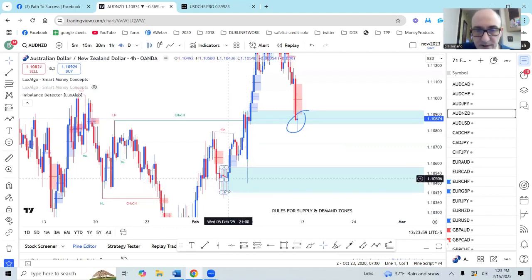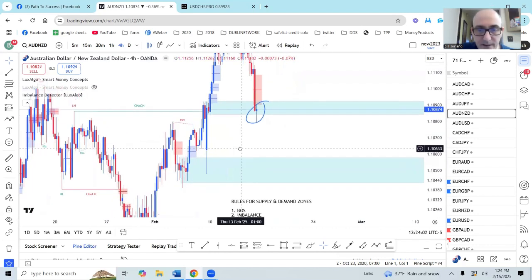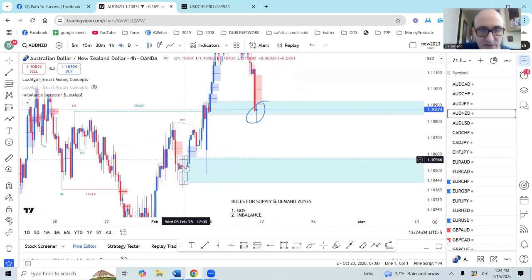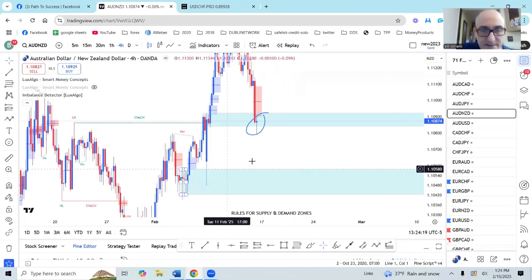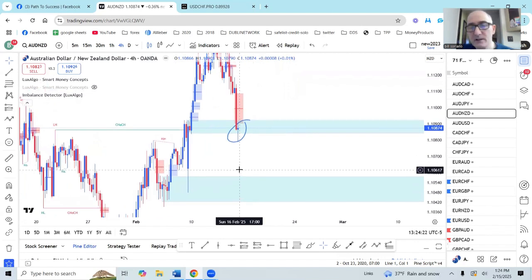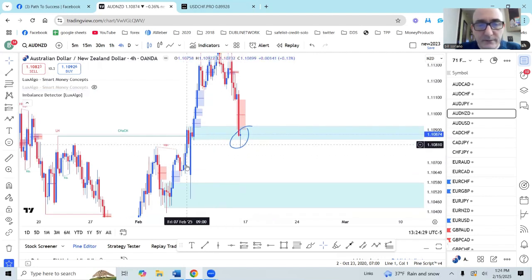And you also have another supply zone down here. Now, the issue with this supply zone is that it's already been hit, and there's no imbalance. The imbalance was here as it pulled away, but then this candle came down and this wick filled that imbalance and also mitigated this zone. Okay. So because of this, this is a very good zone to trade from. There's no imbalance here, right? We got a wick rejection on this 4-hour candle.